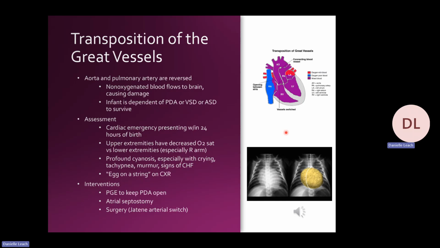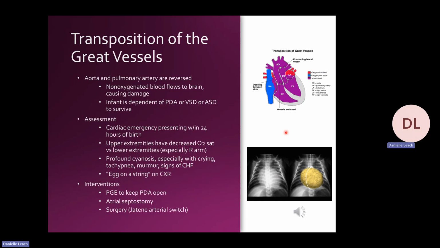Interventions, so we need to keep the PDA open if they do not have a VSD or an ASD. So they will be on prostaglandin E to keep the PDA open to allow some mixing. Because although, of course, we want oxygenated blood going to the body, at the very least, we want mixed blood going to the body. They can also have an atrial septostomy to basically make an ASD. So basically making a hole if they don't already have one.